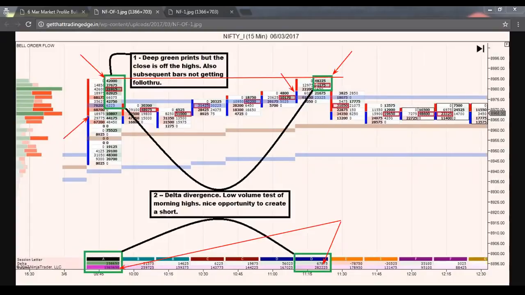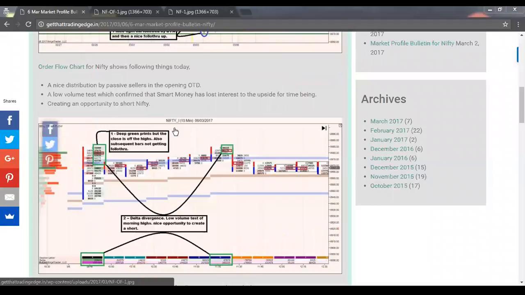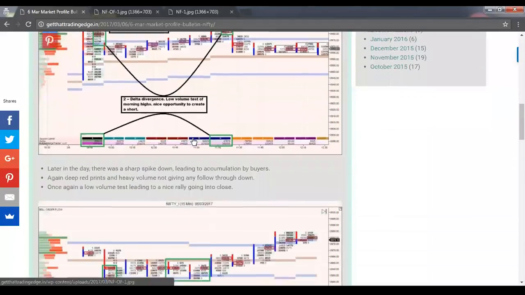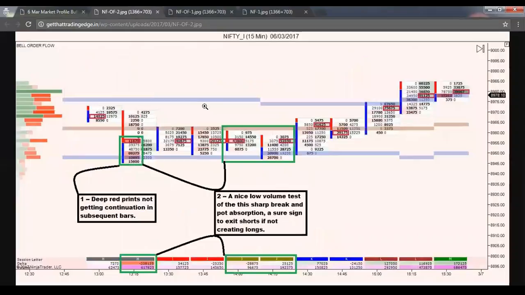If you go into shorter term order flow charts for 3 minutes, you will clearly see a nice negative divergence developing. So this was an opportunity to short. And what happened afterwards? Let's go back to the post. So later in the day, there was a sharp spike down. And what happened in that sharp spike down? Let us see on the chart.